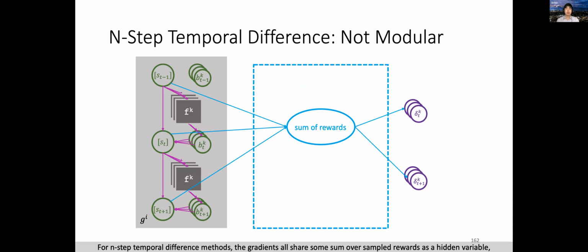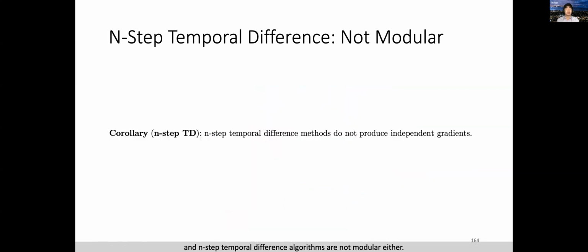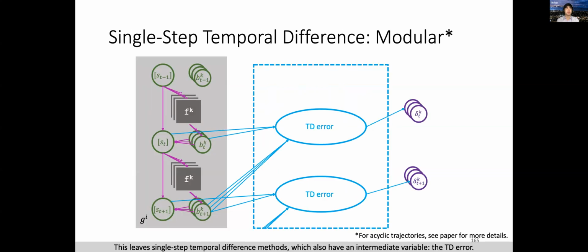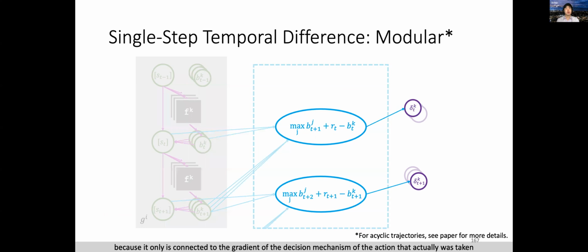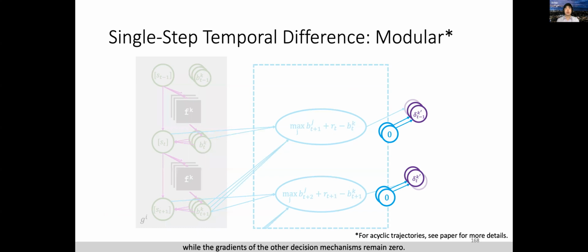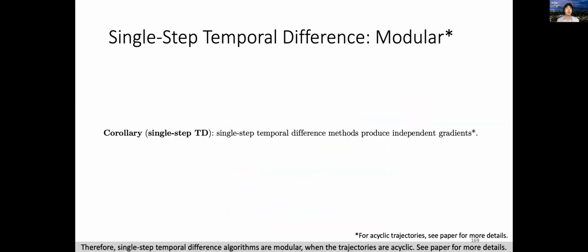For n-step temporal difference methods, the gradients all share some sum over sampled rewards as a hidden variable, so the gradients produced are not d-separated, and n-step temporal difference methods are not modular either. This leaves single-step temporal difference methods, which also have an intermediate variable, the TD error. But unlike policy gradient or n-step temporal difference methods, this hidden variable is not shared, because it is only connected to the gradient of the decision mechanism of the action that actually was taken, while the gradients of the other decision mechanisms remain zero. Therefore, single-step temporal difference algorithms are modular when the trajectories are acyclic. See paper for more details.